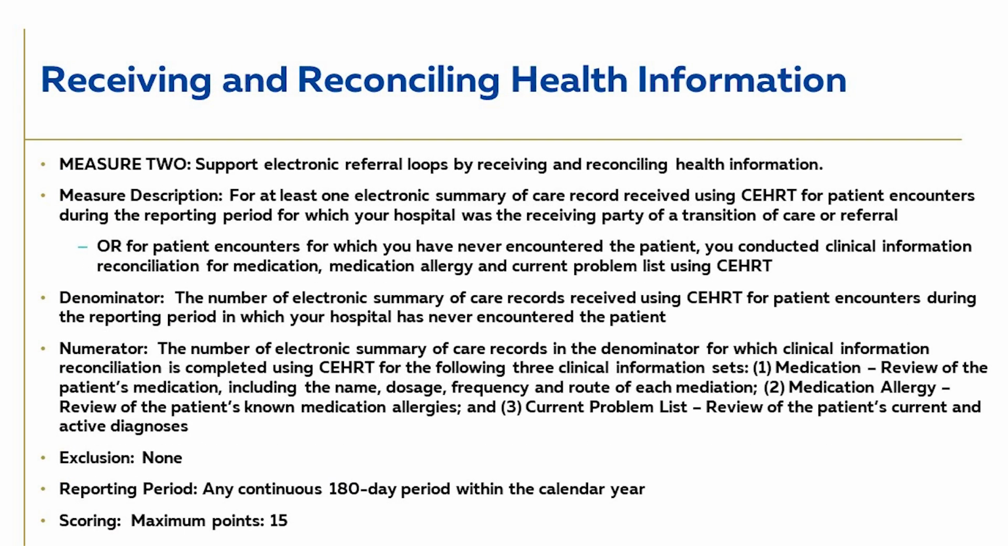Receiving and reconciling health information. If you choose this measure, you have to choose the first measure for sending health information. This is Measure 2. This measure requires you to utilize your certified electronic health record technology to reconcile patient information that you receive electronically. You will submit the numerator and denominator data for this measure. It is worth up to 15 points. There are no exclusions available for this measure.